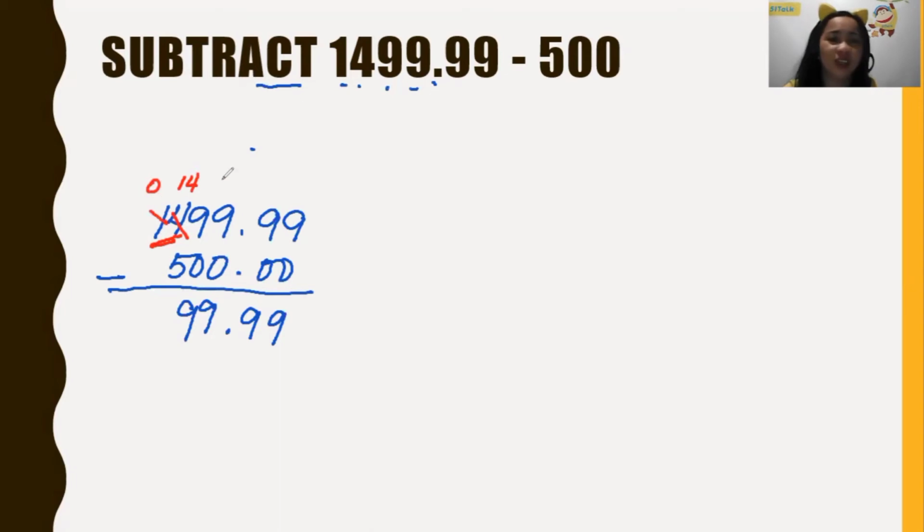Come to think of it, it is a shortcut. It goes like this: you no longer need 4 to borrow, because you can already use 14 minus 5. That is 9. That is 9. The answer is 999 and 99 hundredths.